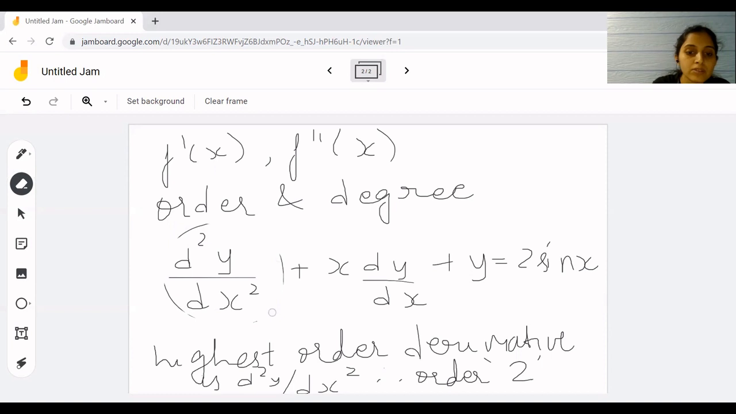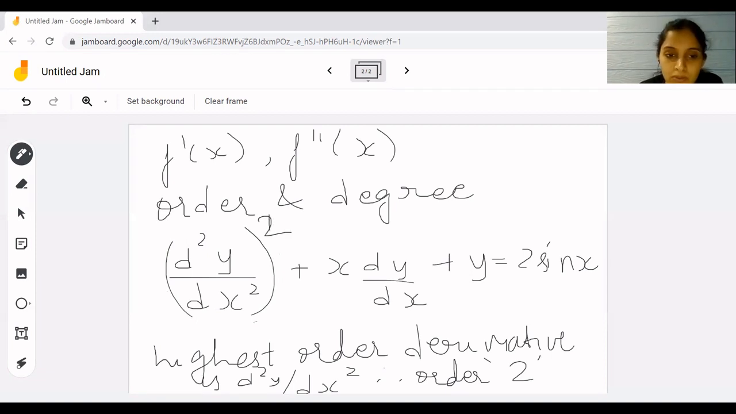power to which the higher order derivative is raised. Okay, so here the higher order derivative is not raised to any power. If you can see, it's raised to 1. Okay, so if this is raised to 2, then the degree would be 2. If this is raised to 1, then the degree would be 1. So for this equation, the degree is 1. Okay, so you can say degree for this equation is 1 and order for this equation is 2.